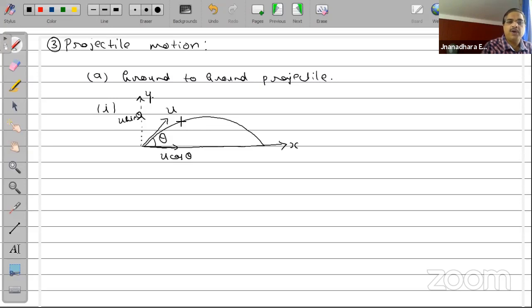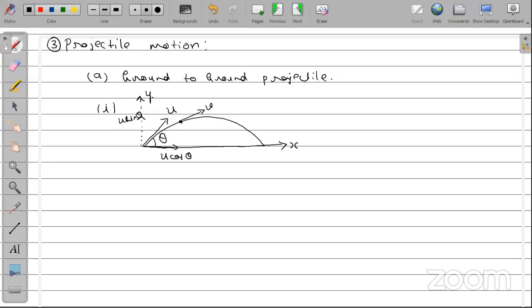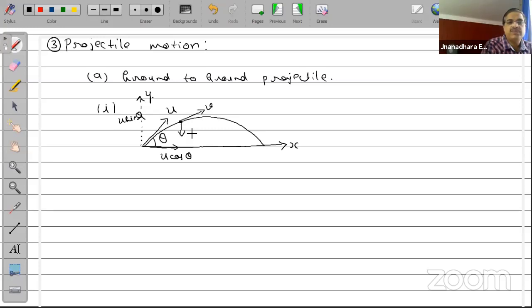Now at any point here in the projectile motion, you will find that the velocity will be given by the tangent drawn at that point. The acceleration will always be downward, which will be equal to g. Look at it, these two will make an angle here, theta. Now at different points, you will have the velocity and the acceleration making different angles.